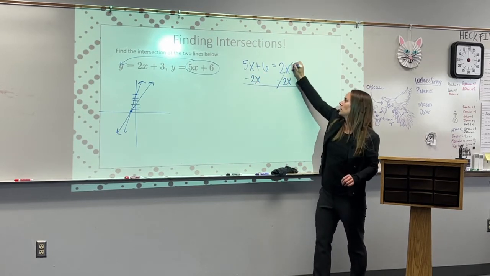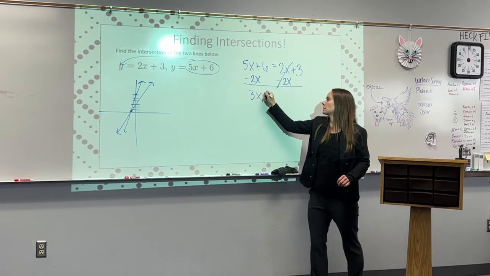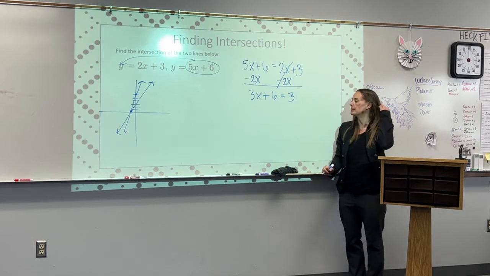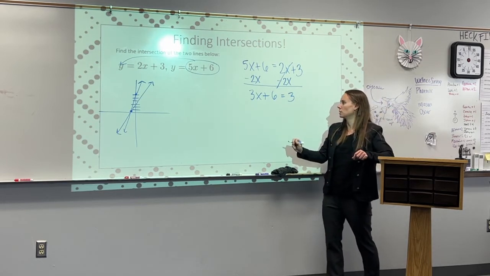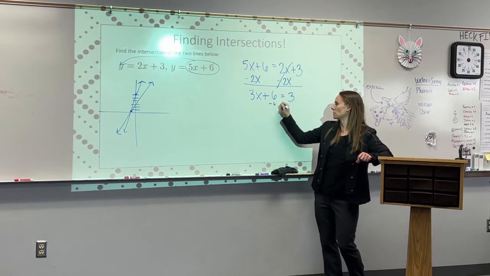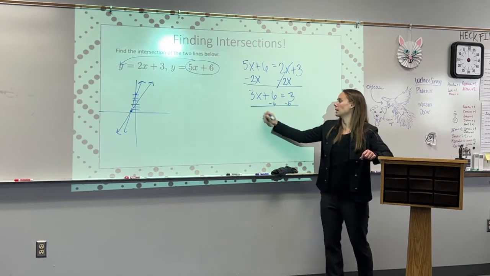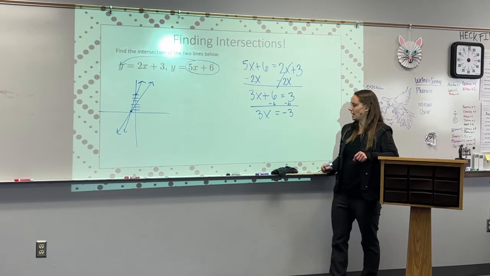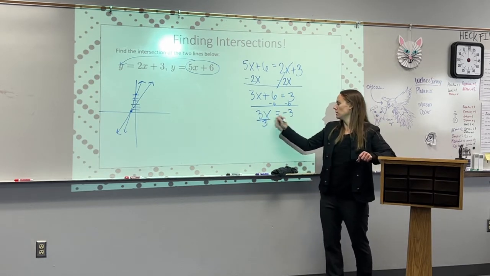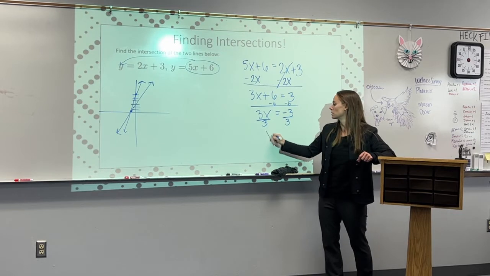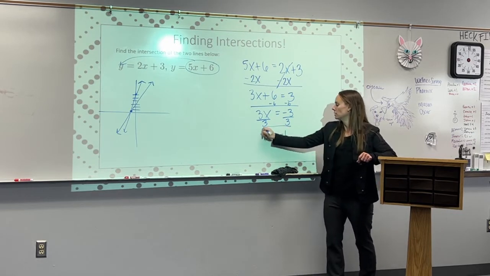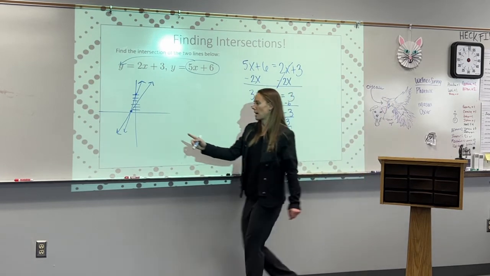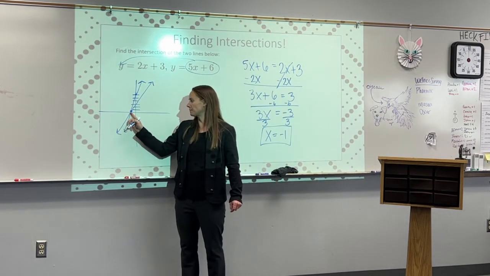This cancels over here, and I'm left with 3x plus 6 equals 3. What's my next step? Subtract what? Starts with 6. Yep, subtract the 6. I get 3x equals negative 3. Divide by 3. X equals minus 1. Which honestly, if you look at my graph, it kind of does look like it's at minus 1.